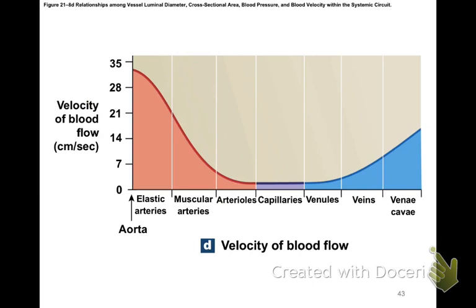And finally, we get to velocity. And velocity, remember, means how fast it's moving. So it should make sense to you that it's really high through the arteries. All you're trying to do is rush that blood to the capillaries. Once you get to the capillaries, the flow is as slow as it gets. And this also makes sense because the capillaries are where the exchange of nutrients and waste is going to occur. And so you need the blood to slow down a little bit there.